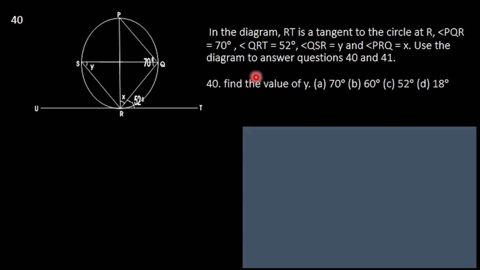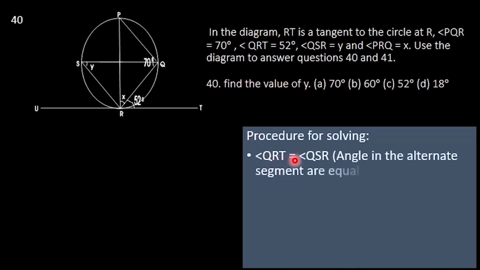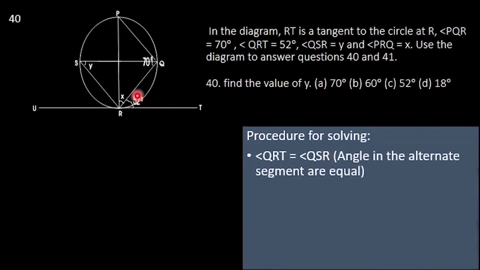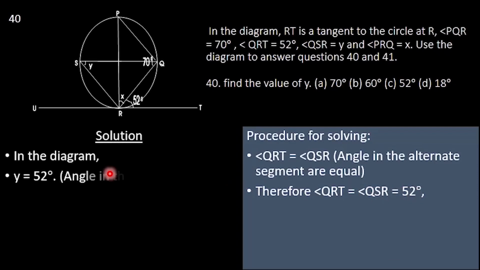Procedure for solving this: angle QRT is equal to angle QSR. Now, angle QRT, that is the 52 degrees, is equal to angle QSR. QSR, that is this angle. This angle now is equal to this angle, equal to 52 degrees. Therefore, angle QRT is equal to angle QSR, which is equal to 52 degrees. The solution now, in the diagram, Y is equal to 52 degrees. That is, angles in the alternate segments are equal. That is, this angle is equal to this angle.